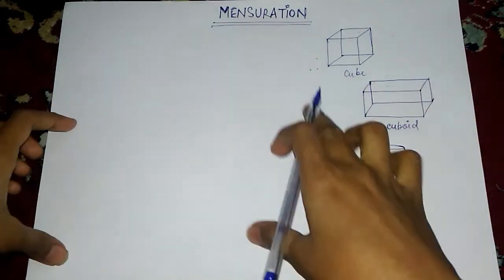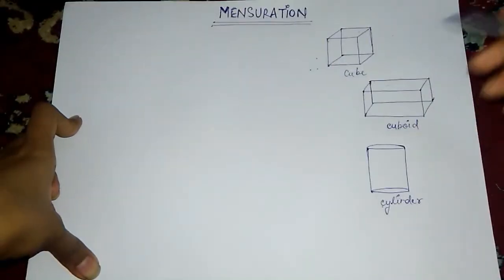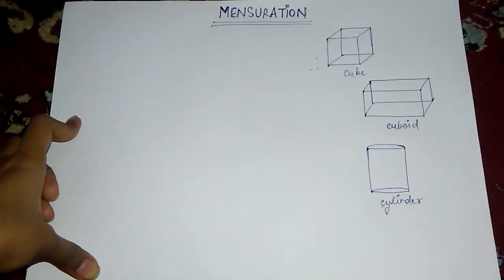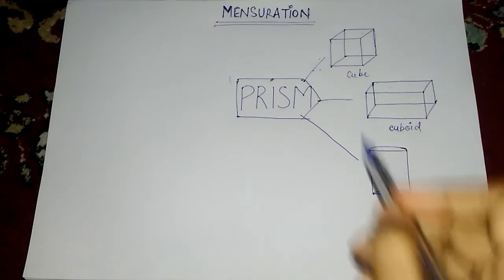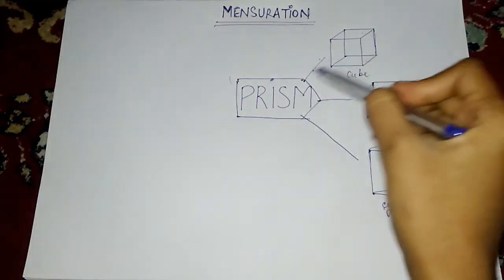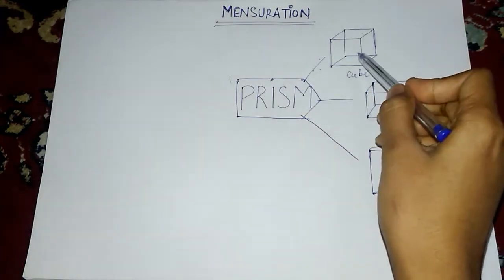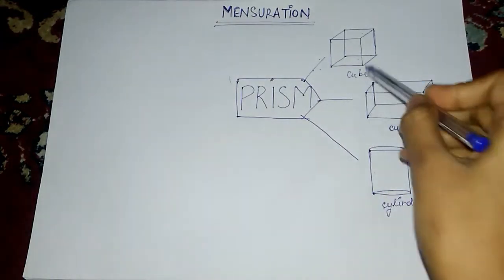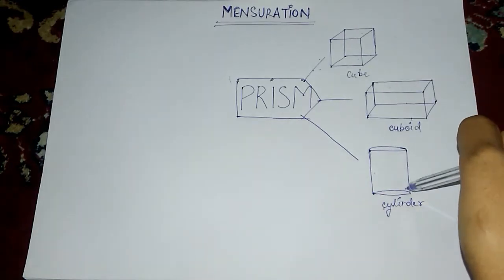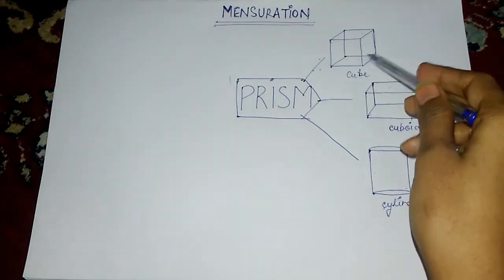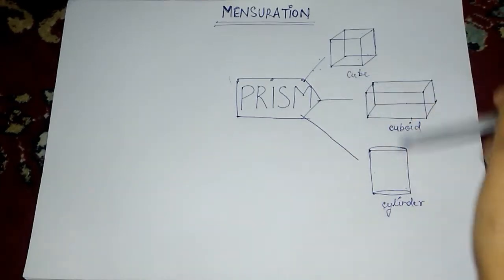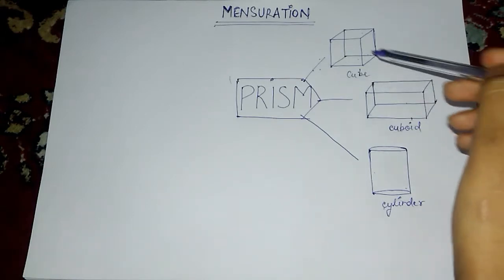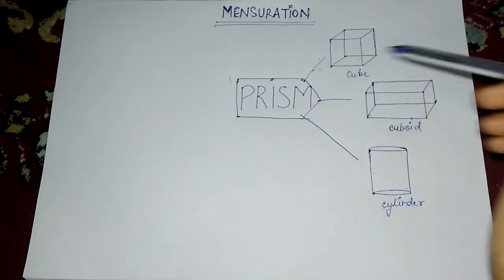So what we'll talk about today is, as I told you, prism and pyramids. So right now I'm doing prisms. In prism we'll talk about three shapes, three 3D figures: cube, cuboid, and the cylinder. And we'll talk about their volume, curved surface area, and the total surface area of these figures. I'll not be telling you 9 formulas for these 3 figures to remember.